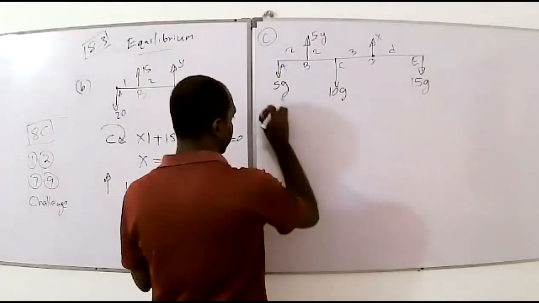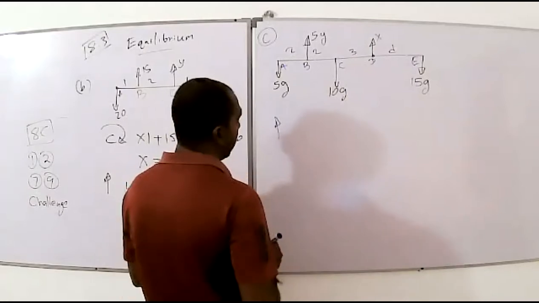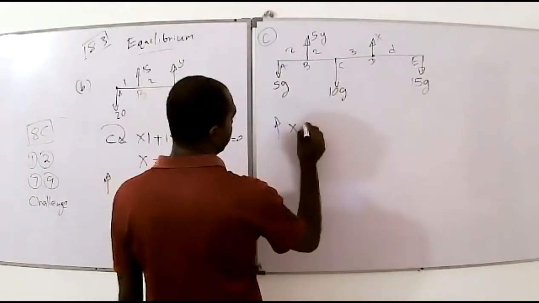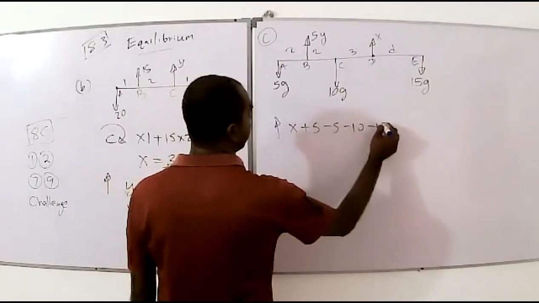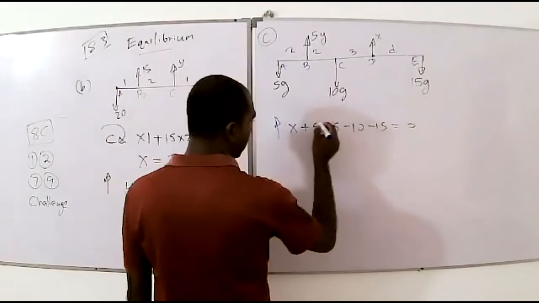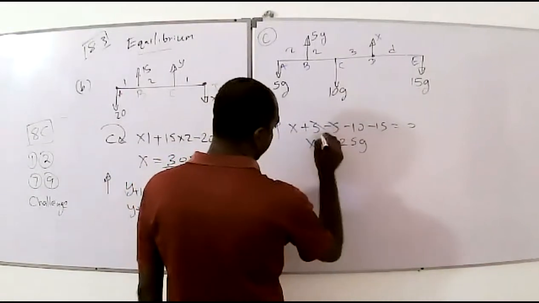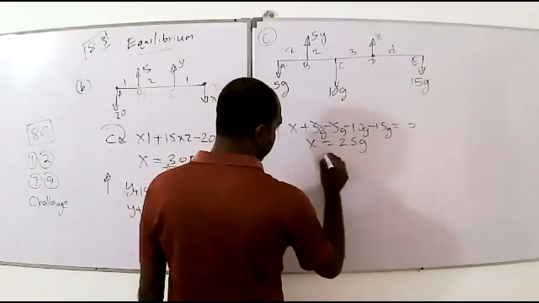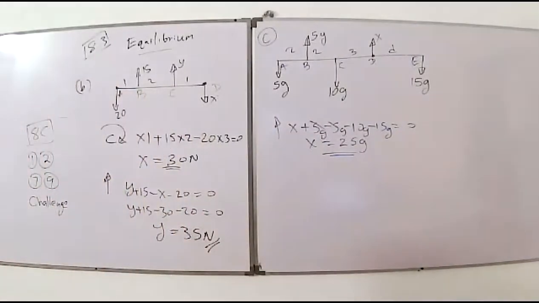So I'm going to first find X by resolving forces upward. So X plus 5 minus 5 minus 10 minus 50 is equal to 0. So now X is equal to how much? 25G. So this 5G, 5G, 10G, 15G. So the answer for X equals 25 times G.